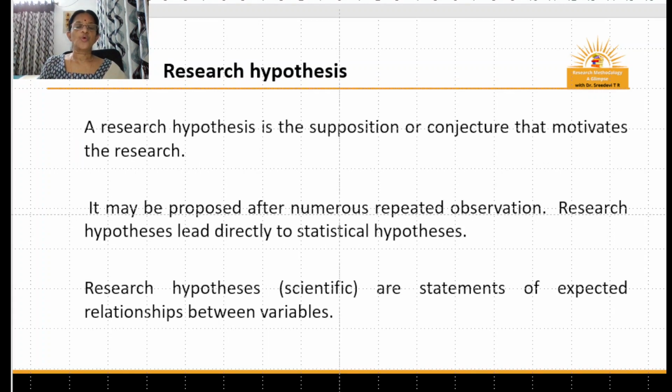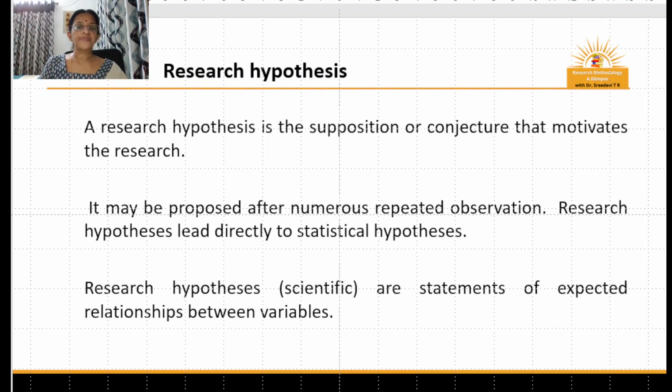Research hypothesis. So all these we have discussed are research hypothesis. We have already discussed in the previous video what is research hypothesis. It is a supposition or conjecture that motivates the research. That is, it is a tentative prediction or assumption that motivates the research. It may be proposed after numerous repeated observations. Research hypothesis lead directly to statistical hypothesis. So research hypothesis or scientific hypothesis are statements of expected relationships between variables.